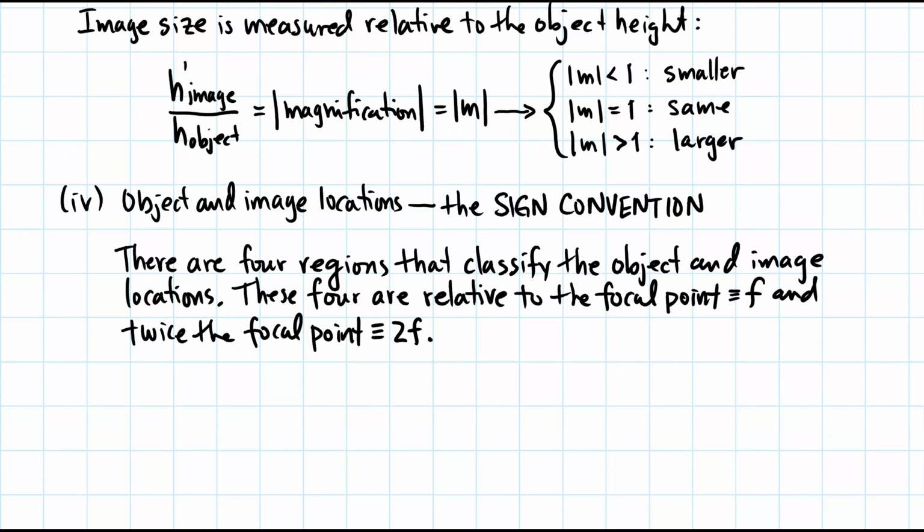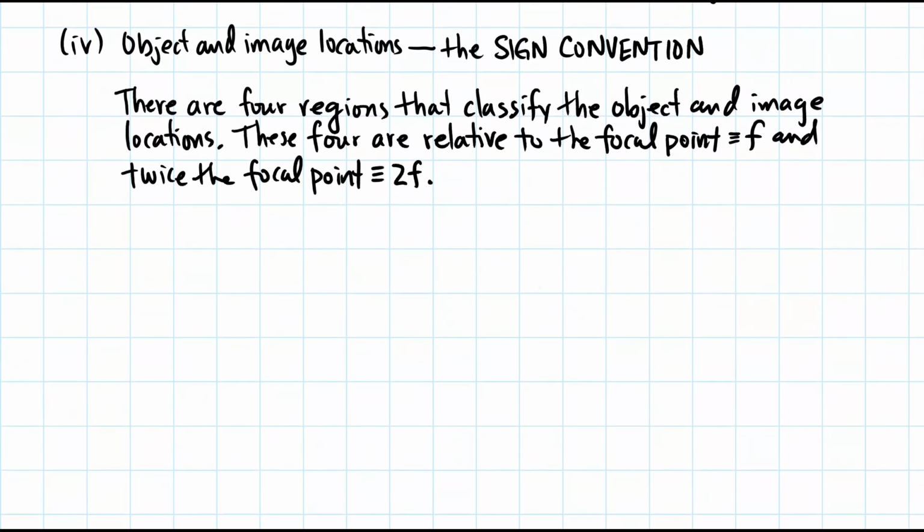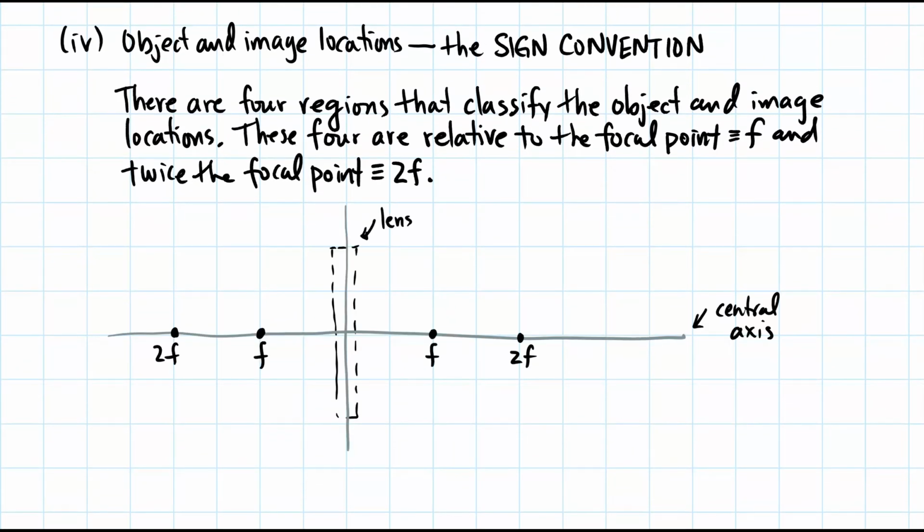There are 4 regions that classify the object and image locations. These 4 are relative to the focal point f and twice the focal point. Let's draw a picture of this. What you see here is that I have a lens, and since the near and far focal points have the same values, I just label them as f. Now if you look at f, this is twice f, and therefore I have symmetry between these 2 points.